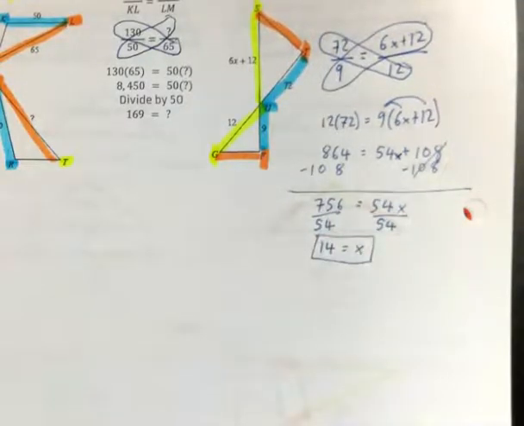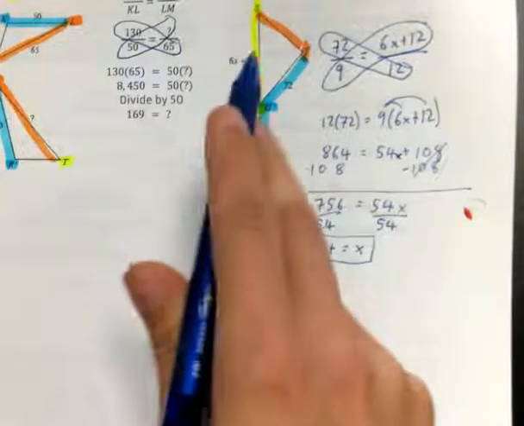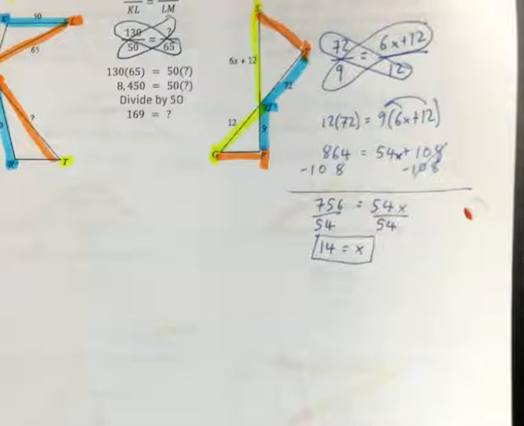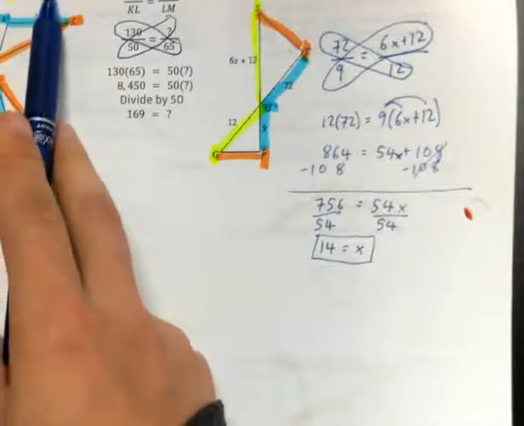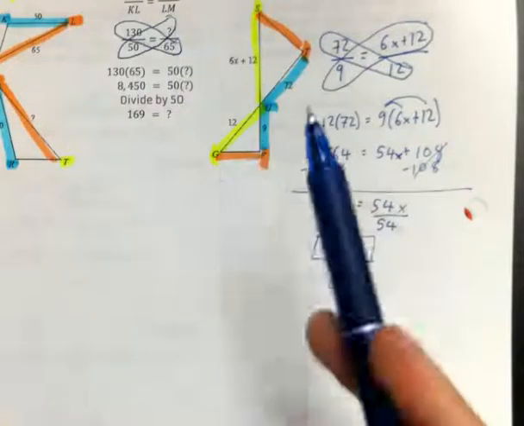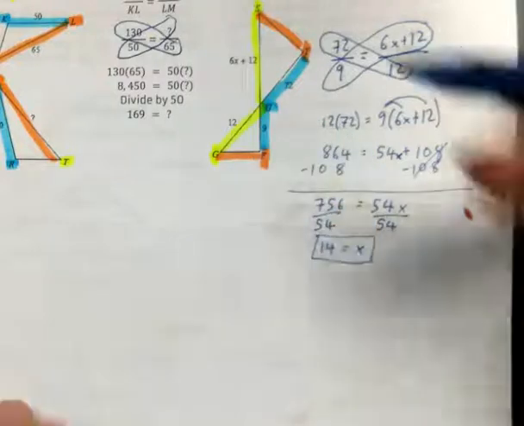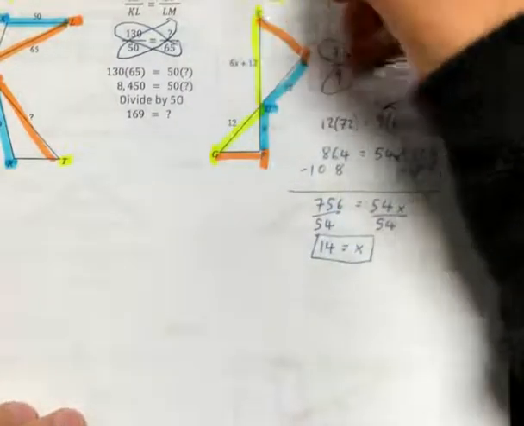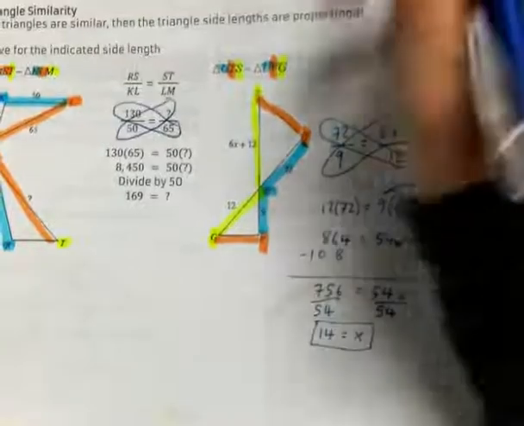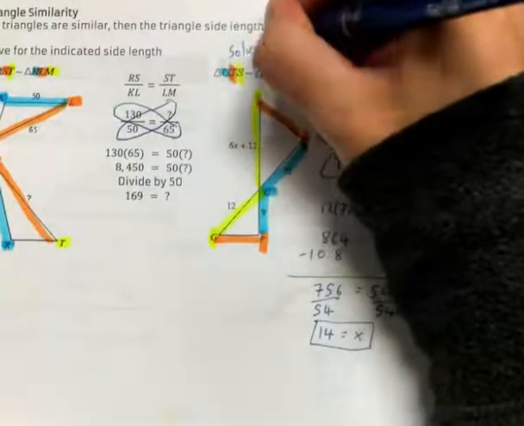Okay, did it tell us to solve for anything other than x? Nope. All right. This particular one said solve for the indicated side length. Well, this time there was no indicated side length, so this one had actually missed the instructions. We should have said solve for x on this.